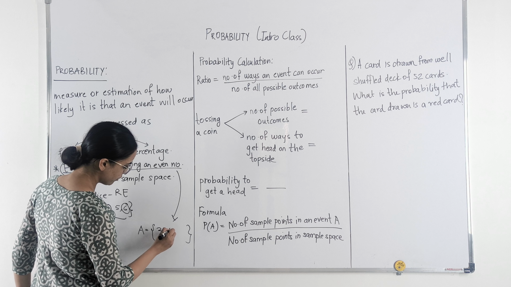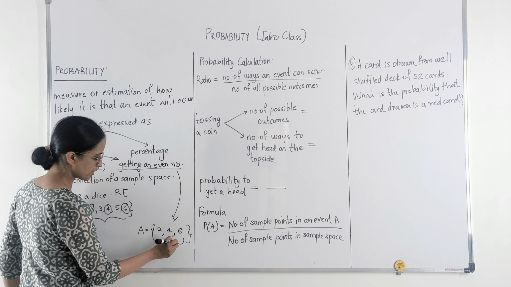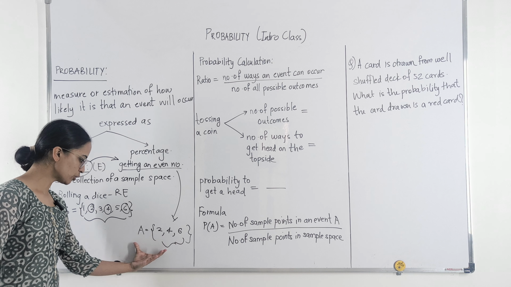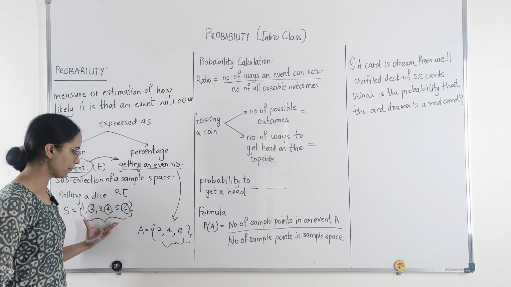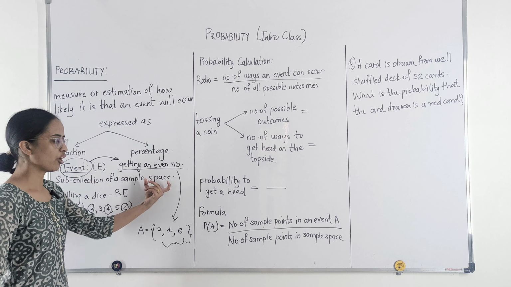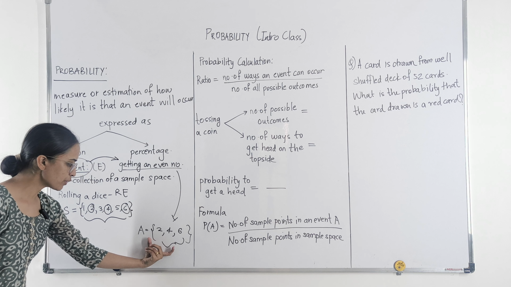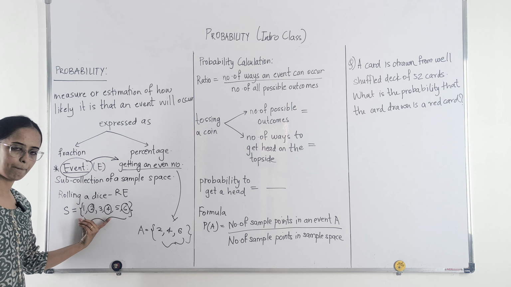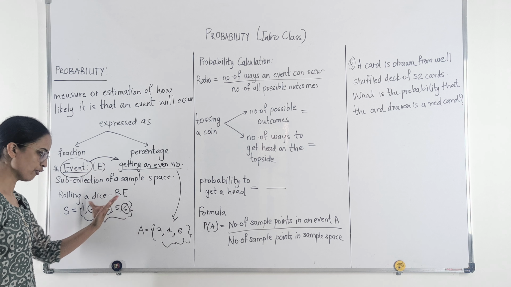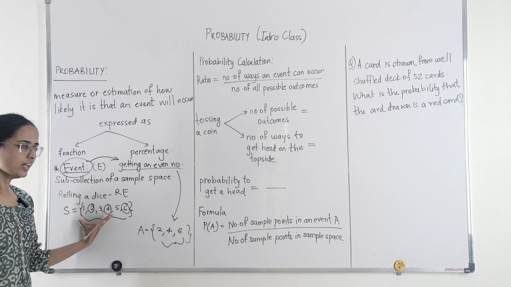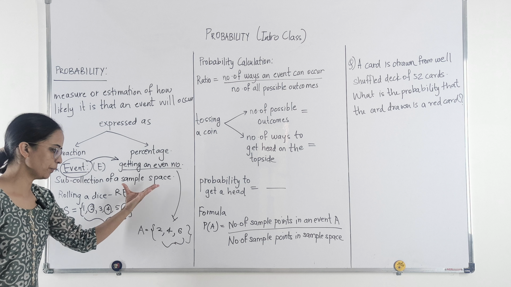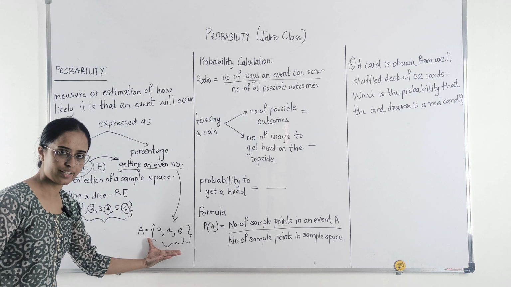So my event A would have the outcomes as 2, 4 and 6. Now here if you see, your A is part of your sample space. So it is a sub collection of the sample space. Clearly, A is a subset or sub collection of your sample space. Your A entirely fits into your sample space. So an event is a sub collection of your sample space. That is why A is called an event.